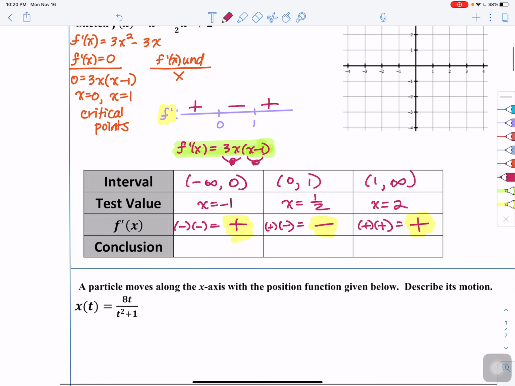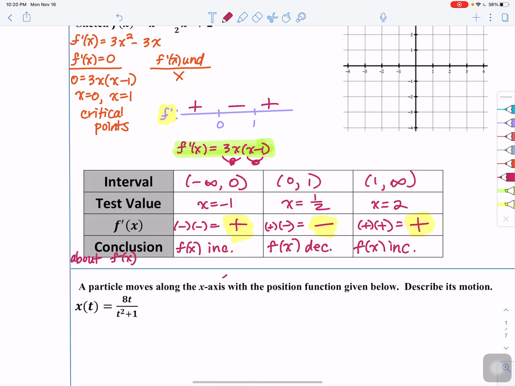Our conclusion is that the function f, all of this is about f of x. Everything we do is about f of x. We use f prime of x to give us information about f of x. So we can just say f of x is increasing on this interval, f of x is decreasing on this interval, and f of x is increasing on this interval. So you might even think about this function increasing, decreasing, and increasing.